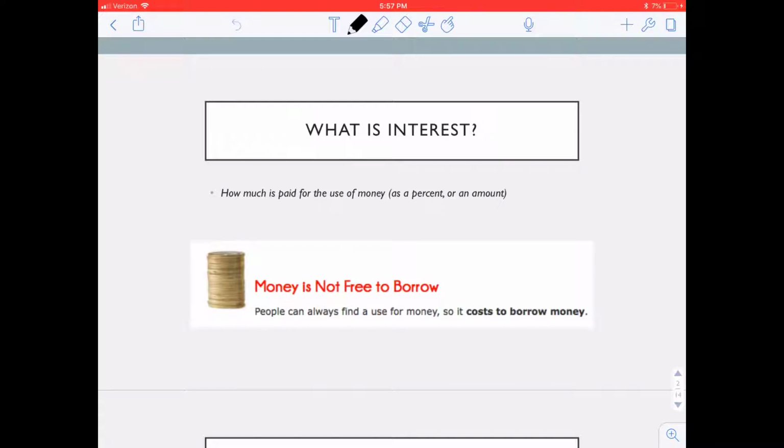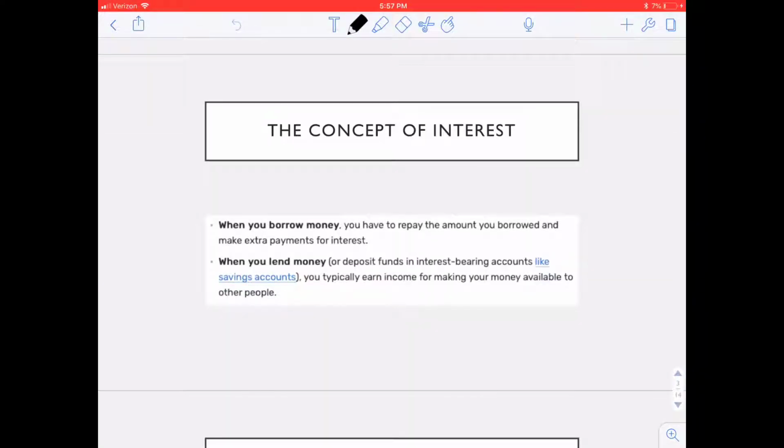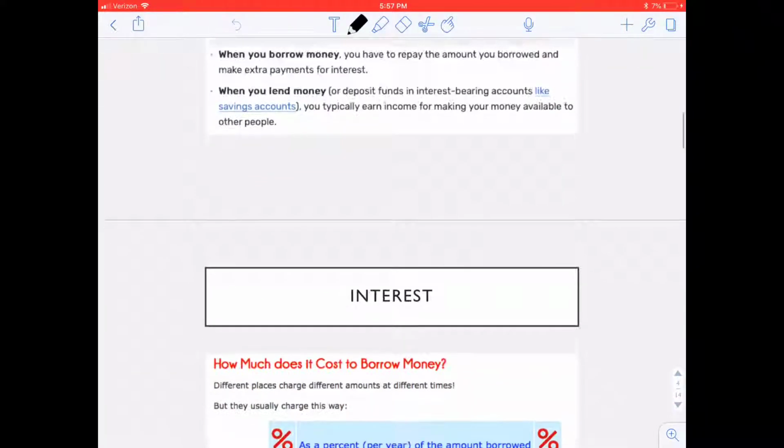Banks don't have all of this money to give to others, but because you invest your money into the bank, they then have money to allow other people to withdraw from their bank account. And so the bank is technically using your money, which is why they pay you interest. Whenever you borrow money, you have to repay the amount you borrowed and make extra payments for interest. When you lend money, you typically earn income from making your money available to other people.